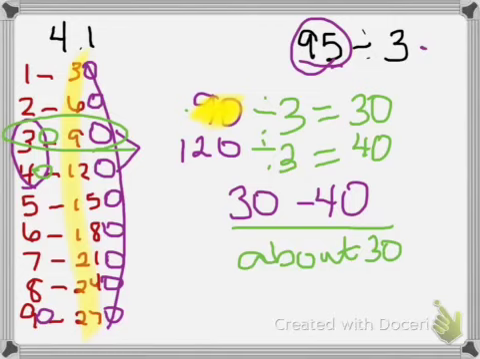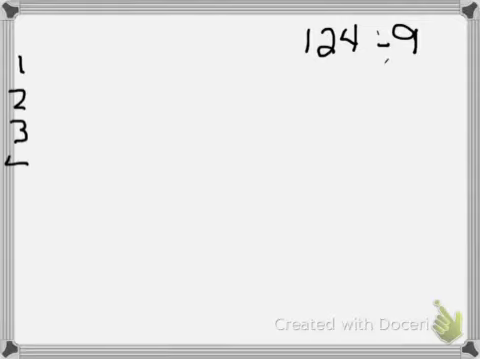Now let me go through and do another problem. I want to make sure you're seeing where I'm getting these answers from. So I'm going to erase all of this. And we're going to do, let me find a good one here, how about 124 divided by 9? I'm going to list out all of the multiples of 9 up through 9 times 9. I'm going to do that and be right back.